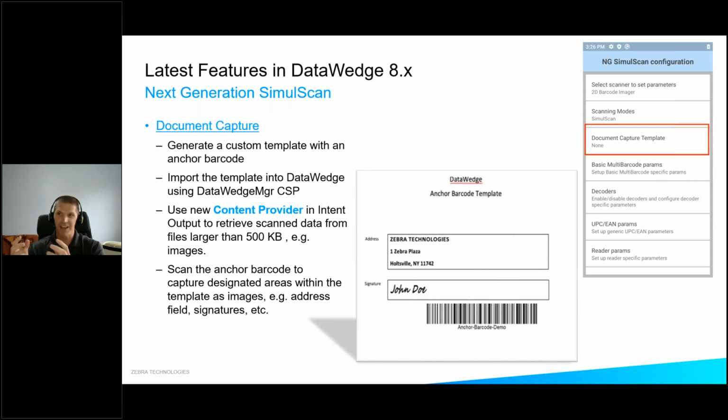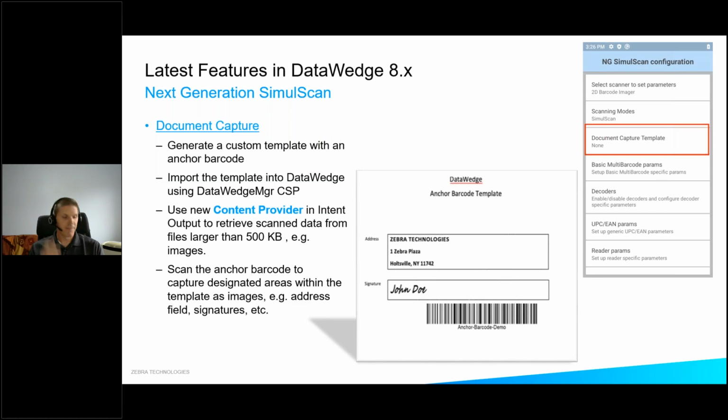I'm going to hand over to Kathy very shortly to talk about document capture. But this next generation SimulScan is where we continue to add new features, like new versions of the old SimulScan features, which were very tailored to individual customers and not really for general consumption. So hopefully we can do a more general job with next gen SimulScan. Sorry, Kathy, I'm taking over your slide. Please explain anchor barcodes and document capture.